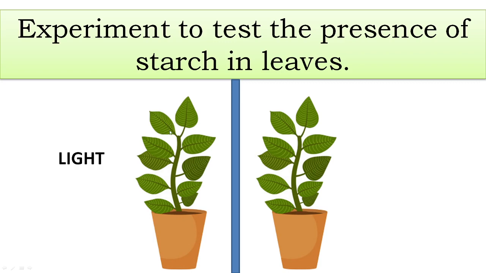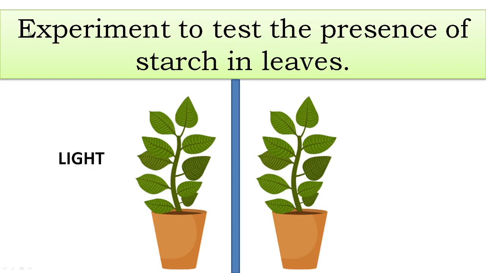So we have to test for the presence of starch in the leaves. The carbohydrate produced by photosynthesis is stored in the form of starch in the leaves, so the leaves will show a positive iodine test. If there is no starch, the iodine test will show negative.